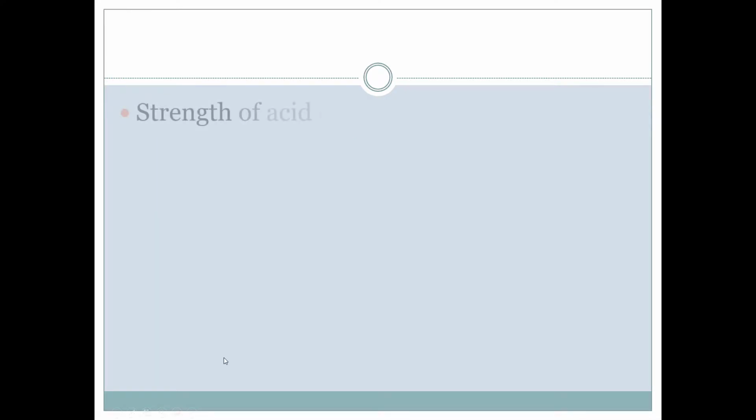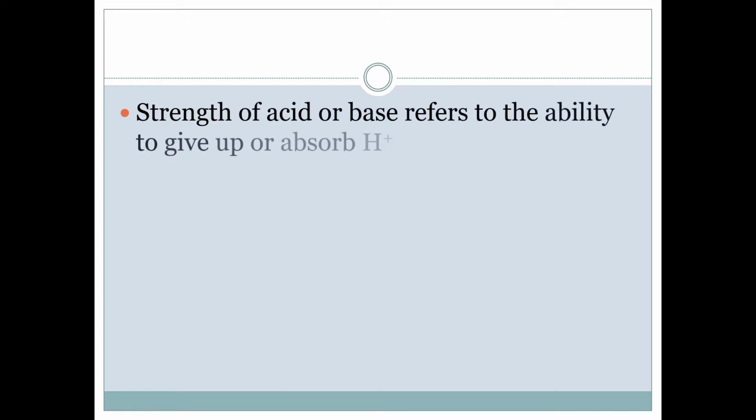All right. So the strength of the acid or base really refers to how well it is able to give up or absorb hydrogen ions. So strong acids, we know, give up all of their hydrogen ions, except for sulfuric acid, which actually only gives up 1 hydrogen ion, and then it becomes bisulfate. But anyways, strong acids have a great ability to do that, other acids have a lower ability to do that.